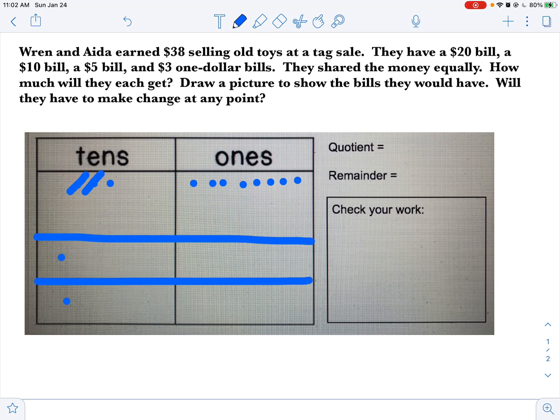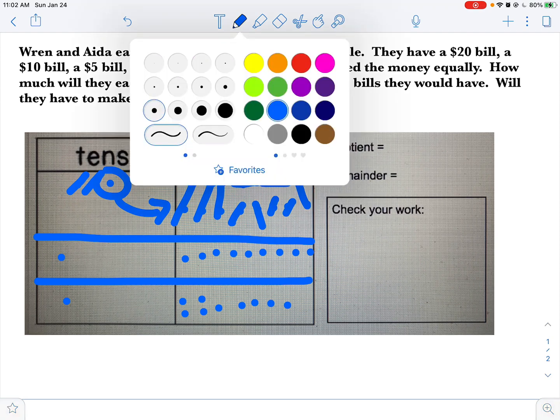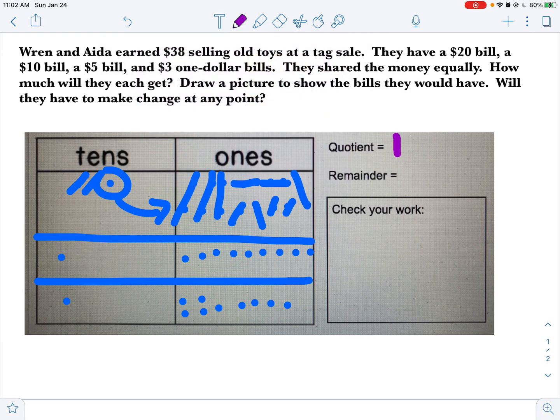They each get 10 here. This guy's got to turn into some 1s. 1, 2, 3, 4, 5, 6, 7, 8, 9, 10. 2 to you, 2 to you, 2 to you, 2 to you, 2 to you, 2, 2, 1, and 1. Now I'm going to check and see how much they each get. They each get a 10 and 3, 6, 9. $19 each. Not a bad haul, guys.